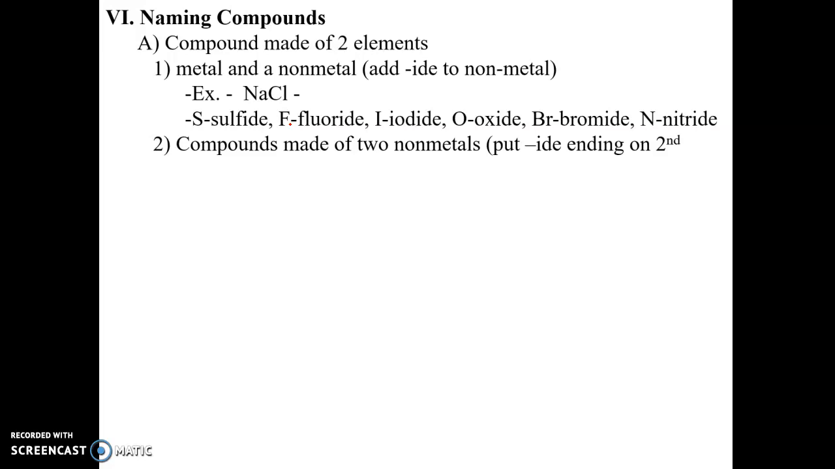Compounds that are made of 2 non-metals. Oh, and that's a little different, okay? Now, in this case, someone says you have 2 non-metals. I thought they wouldn't be attracted to each other, and that is correct. They would not be attracted like the positive and negative of a metal and a non-metal would be. However, they can join together if they share electrons.